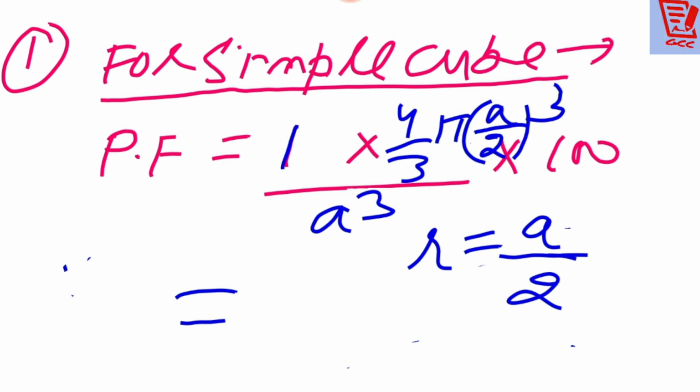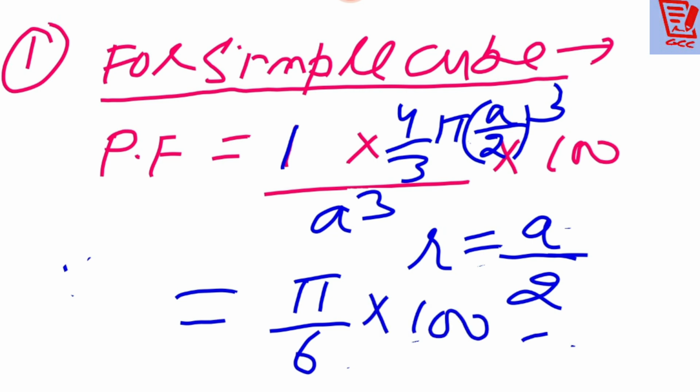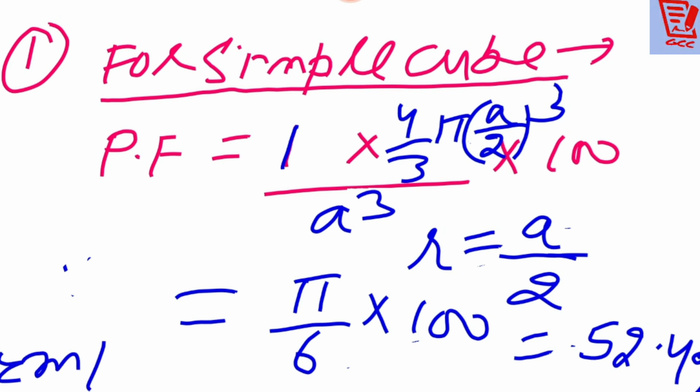And then after solving this, what do we get? Beta, we get pi by 6 into 100, and that comes to 52.4%. What does it mean? It means this is the packing fraction. So what will be the empty space?